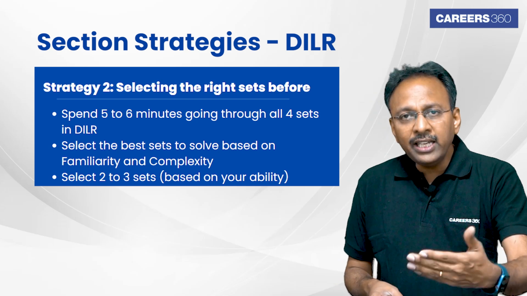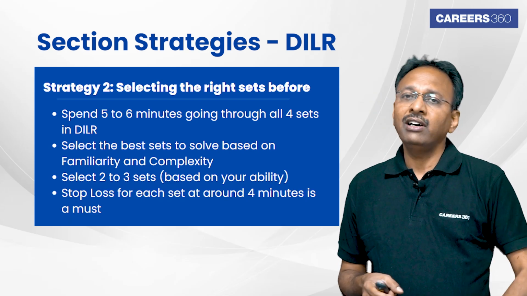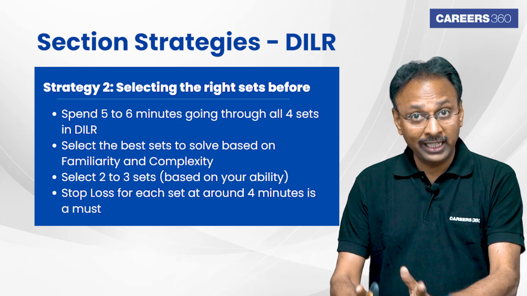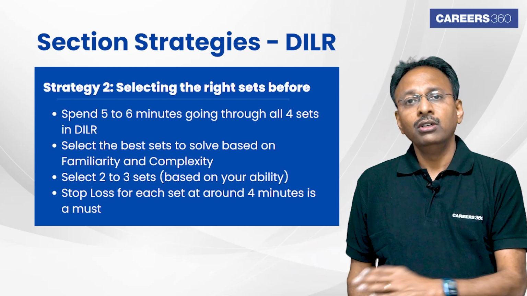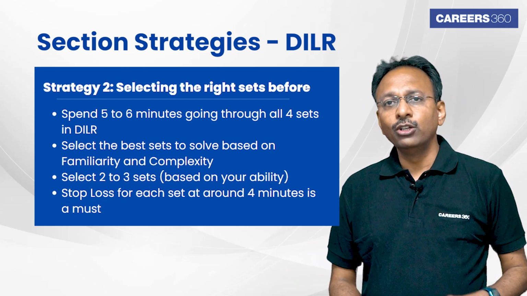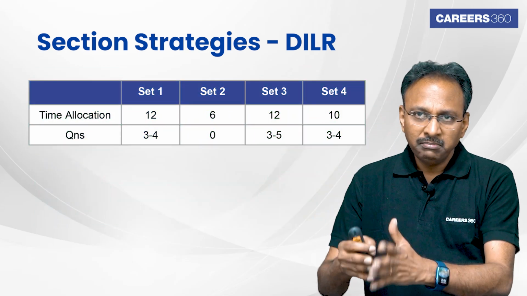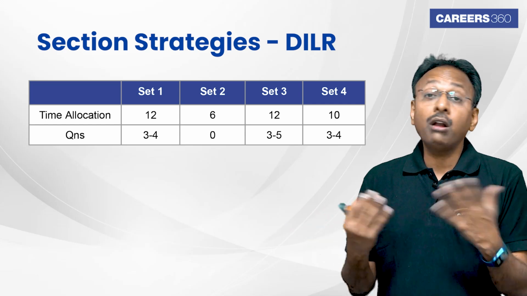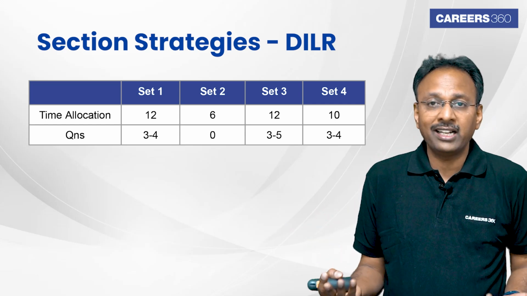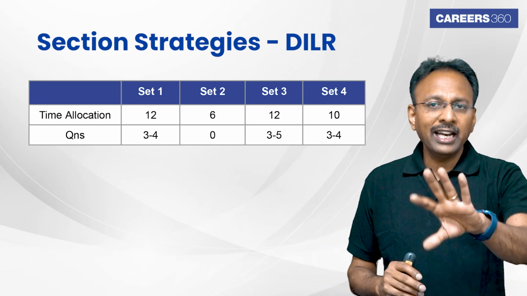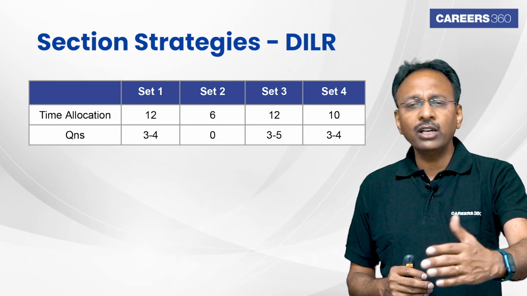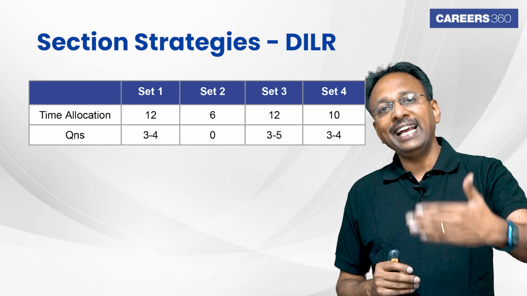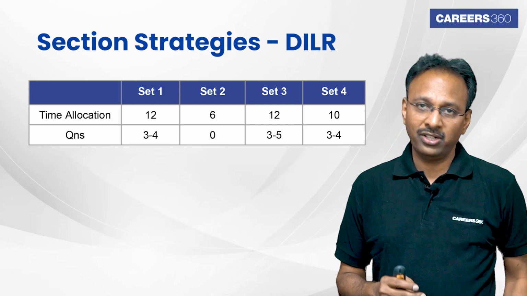And then for each set that you start, you need to have a stop loss, saying that after 4 or 5 minutes, if you're not able to solve it, I think it is time to skip. And here is what it looks like. You give 12 minutes, maybe the second set 6 minutes, but if you can't solve it, get out of it. 12 minutes, or maybe even 15 minutes for one set. Fair enough, as long as you can get about 8 to 10 questions net correct. If you can get that, I think you will be touching 97 to 98 percentile in that section.